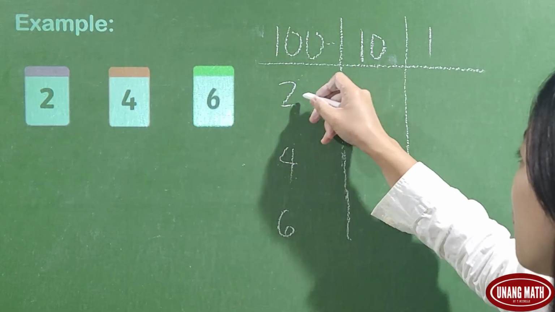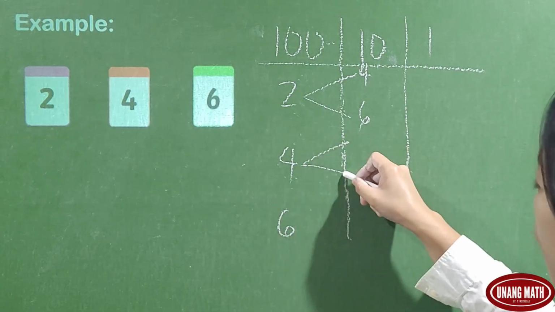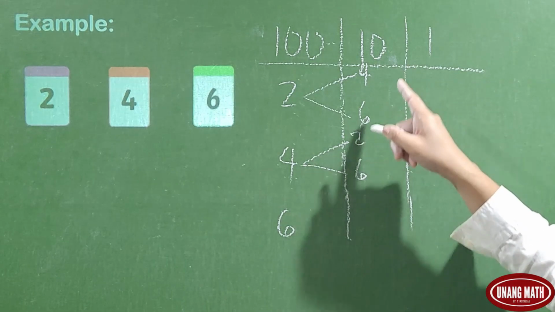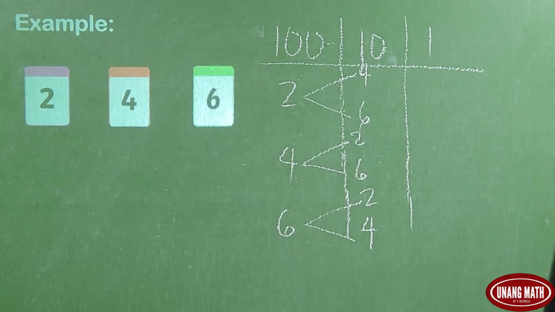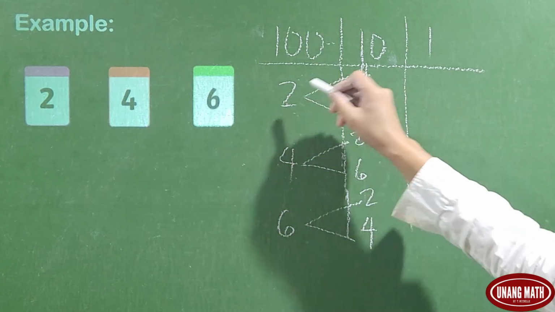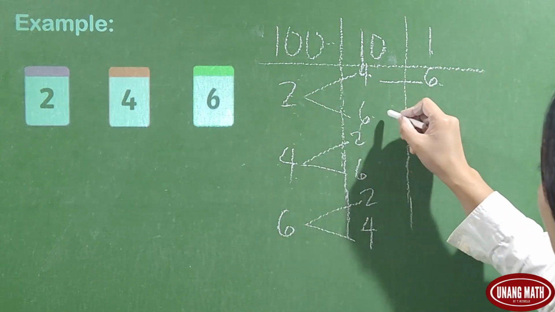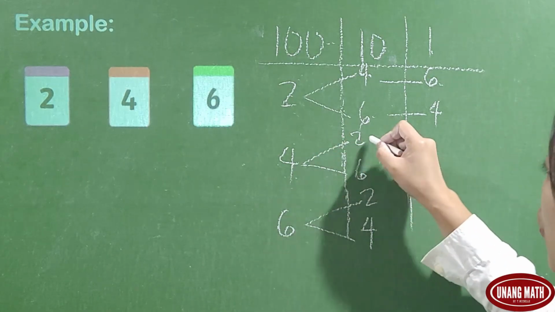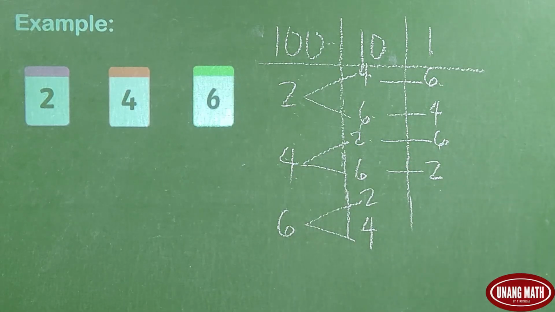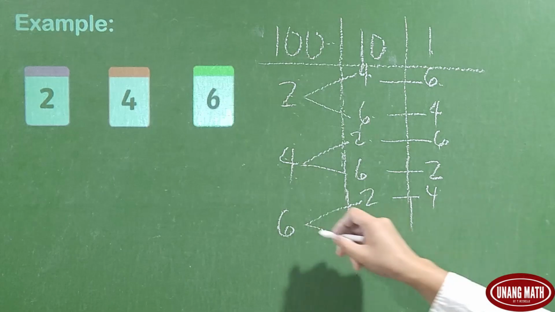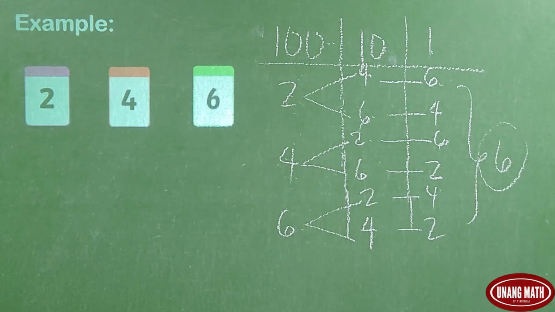If 2 is in the hundreds place, then in the tens place, it can be 4 or 6. If this is 4, then 2 or 6 in the tens place. If this is 6, then 2 or 4 in the tens place. 2, 4, then in the ones place is 6. 2, 6, so this is 4. 4, 2, so in the ones place is 6. 4, 6, so in the ones place is 2. 6, 2, so this is 4. 6, 4, this is 2. So we have here 6 outcomes.